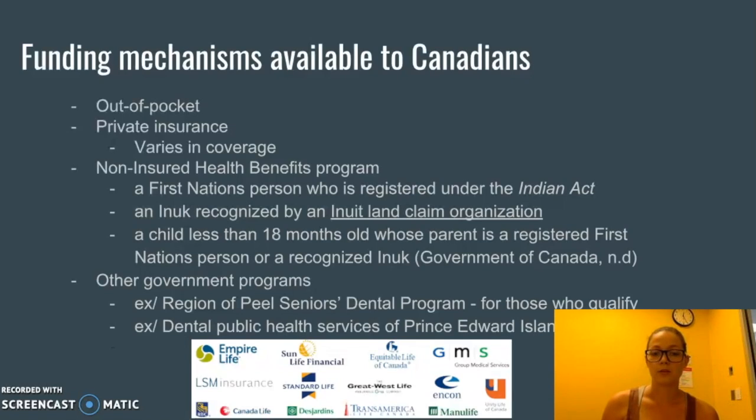For example, in the region of Peel, there's a seniors dental program for those who qualify, so they can get dental care performed at a much lower rate. There's also a dental public health services of Prince Edward Island, which is for children between ages 3 and 17, and that's only for families who qualify.